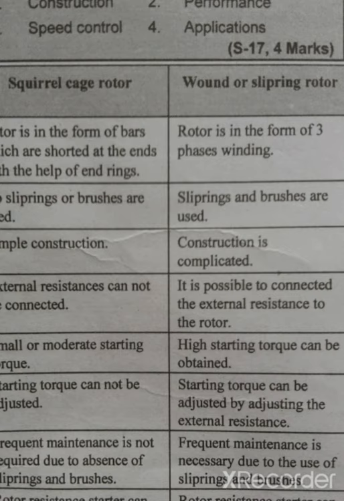Most of the applications run on the three phase induction motor, and depending upon the construction of the rotor, the three phase induction motor is mainly classified on the basis of rotor. The first one is squirrel cage induction motor and the second is slip ring induction motor. According to the construction of three phase induction motor, there are mainly two parts. First one is stator and another is rotor.